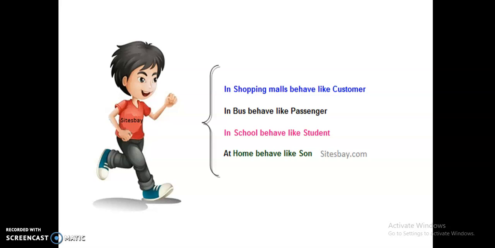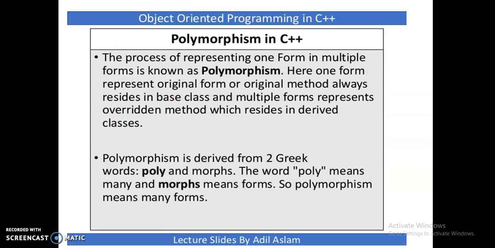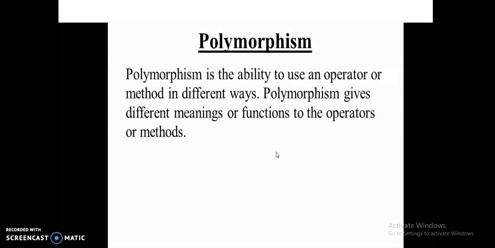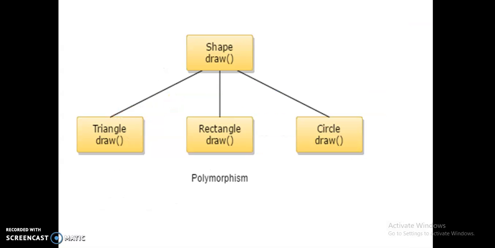Here, in the OOP concept, polymorphism gives a different meaning to the operators and the methods. For example, in this picture, the general class name is Shape, and this is the method name. Here you can see three classes, triangle, rectangle, and circle. All three have the same method name, draw. So this is polymorphism.